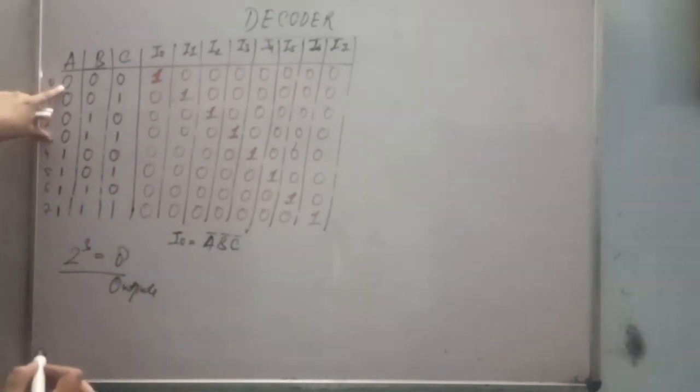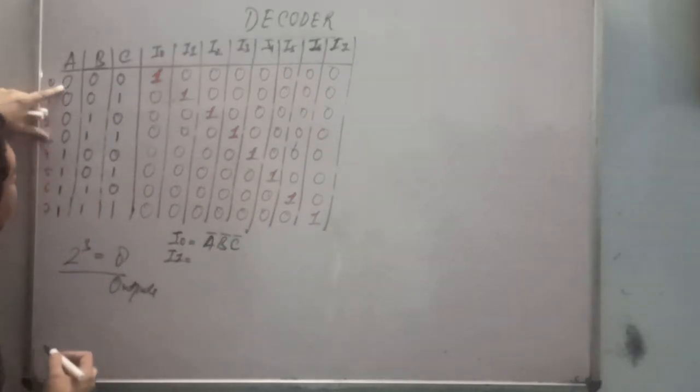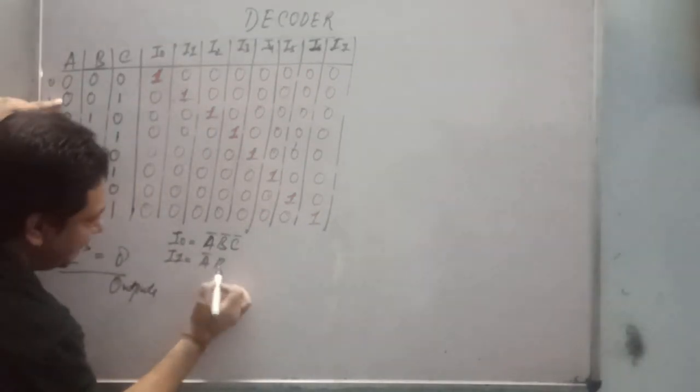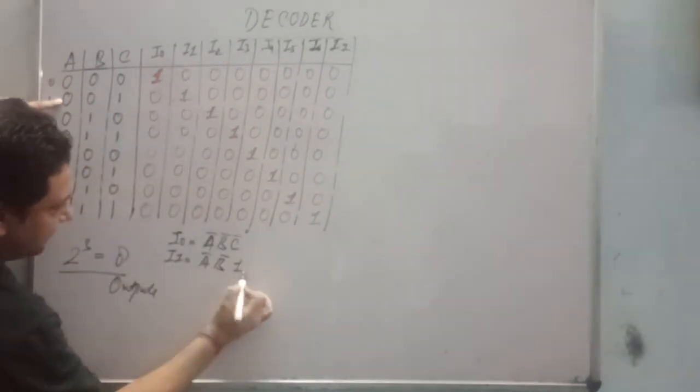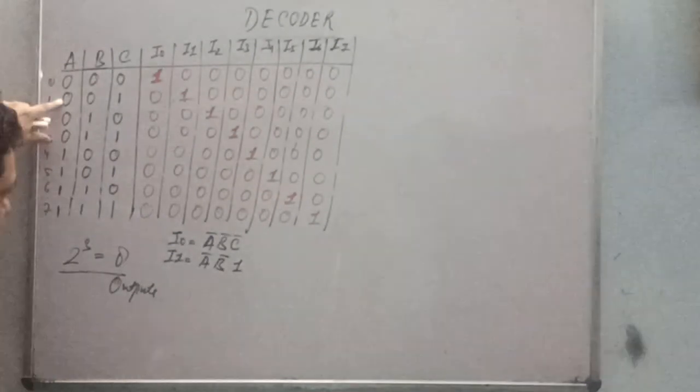Because we have to convert all these zeros to 1. What about the I1? For I1, 0, 0, 1. So A complement, B complement and C. Actually this lecture is connected to the minterm and maxterm.